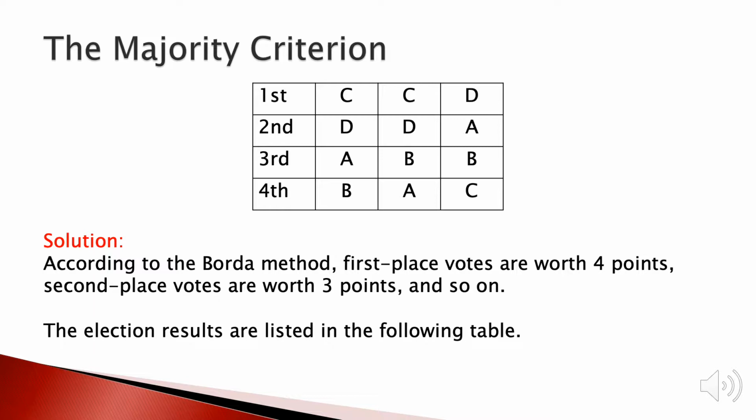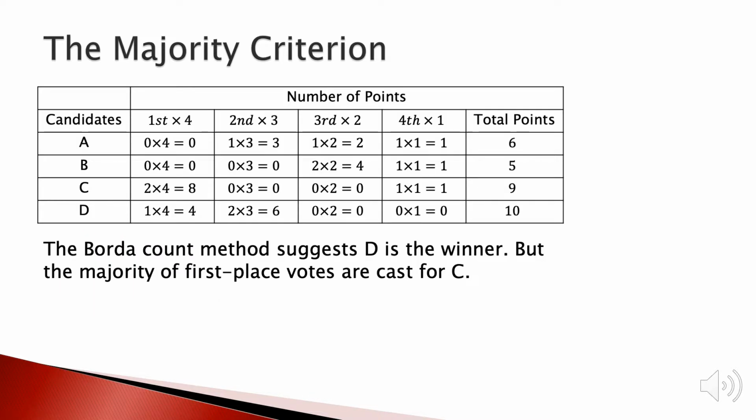So based on the Borda count method, we give the first preference 4 points, the second preference 3 points, the third one 2 points, and the last one 1 point. And the result shows that the Borda count method suggests D is the winner. But if we apply the majority criterion, we see the selection should be C because C has the most first preference votes.